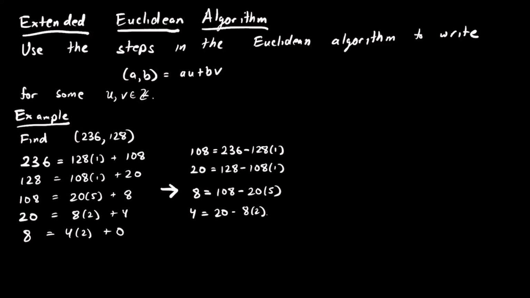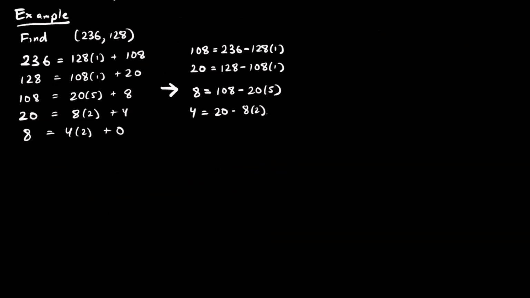So I'm going to take 108 and rewrite it as 236 minus 128 times 1. It's important that I leave it in this format. I'm going to take 20 and rewrite it as 128 minus 108 times 1. I'm going to take 8 and rewrite it as 108 minus 20 times 5. I'm not going to expand these; I'm just going to leave them in this format. Let's explain how this works, but first I'll make a little more space.